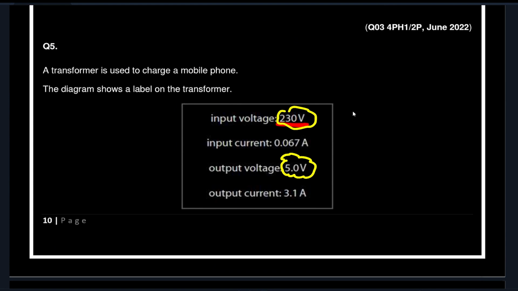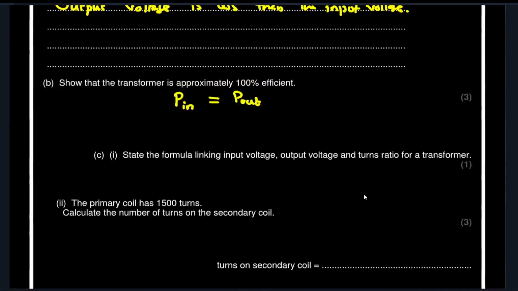Before we move to that, we were to show that the transformer is 100% efficient. To show that it's 100% efficient, you need to confirm that power in is equal to power out. Input power equals power output. Then you are going to use the information provided to work that out.